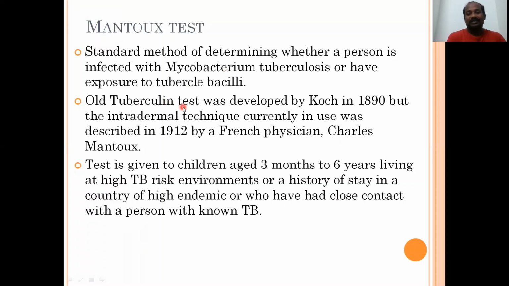The old tuberculin test was developed by Dr. Robert Koch in 1890, but the intradermal technique currently in use was described in 1912 by the French physician Charles Mantoux. This Mantoux test is given to children aged from 3 months to 6 years, living in a high TB risk environment, or with a history of stay in a country of high endemicity, or who have had close contact with a person with known TB.